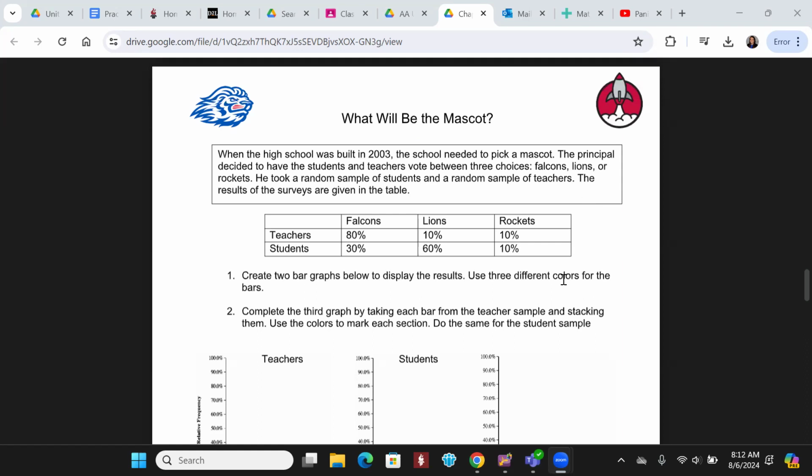When the high school was built in 2003, the school needed a mascot. The principal decided to have the students and teachers vote between 3 choices: Falcons, Lions, or Rockets. He took a random sample of students and a random sample of teachers. The results of these surveys are given in the table.